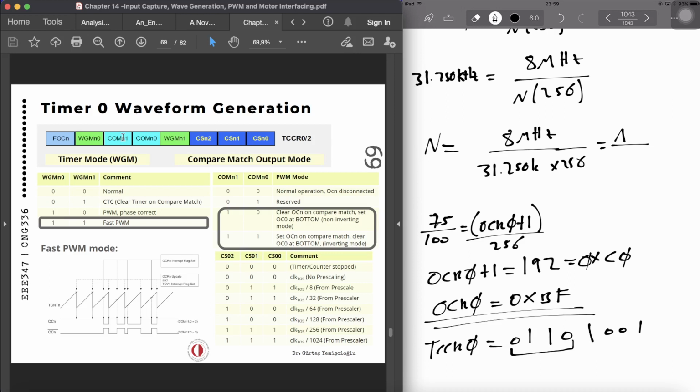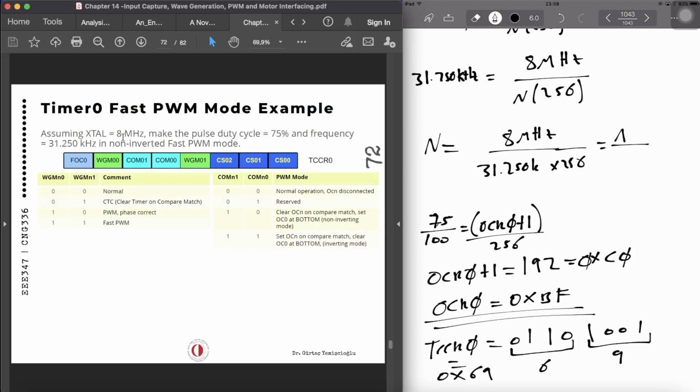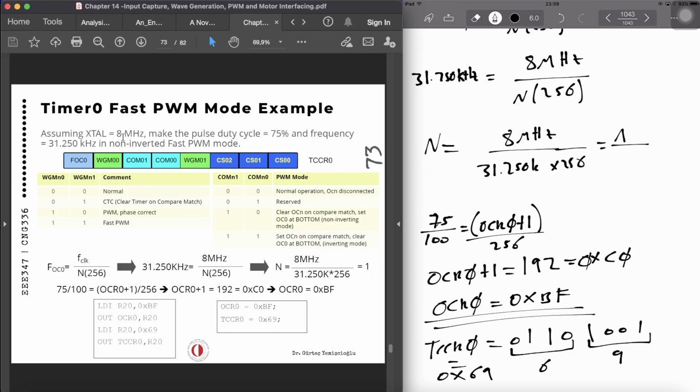So this is 6, and this is 9. Okay, so we have to set TCCR as 0x69. That will be our configuration. So that's all we need to do for fast PWM. And there we go. We have got the OCR and TCCR value based on the duty cycle and the frequency.